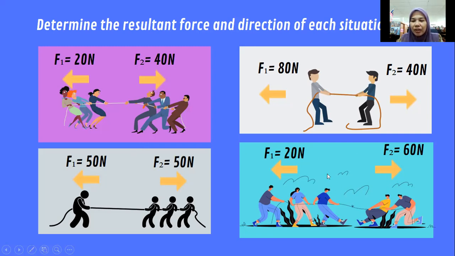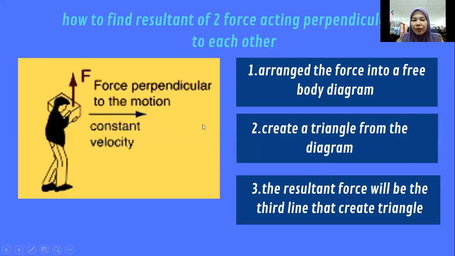The force in this situation is 60 and 20. 60 minus 20 is equal to 40 Newton to the right. Easy, right? Okay, so we come to the other situation.